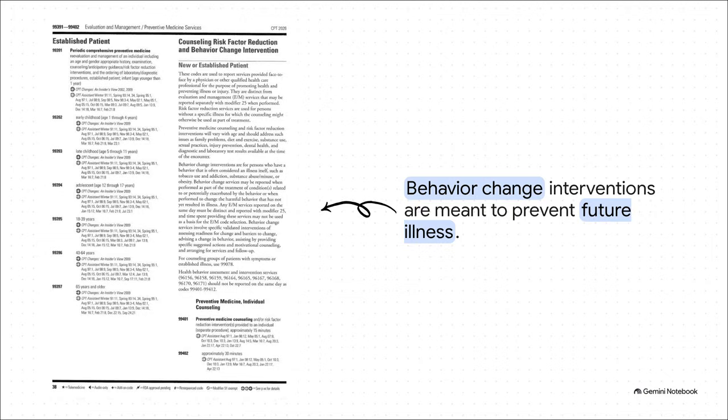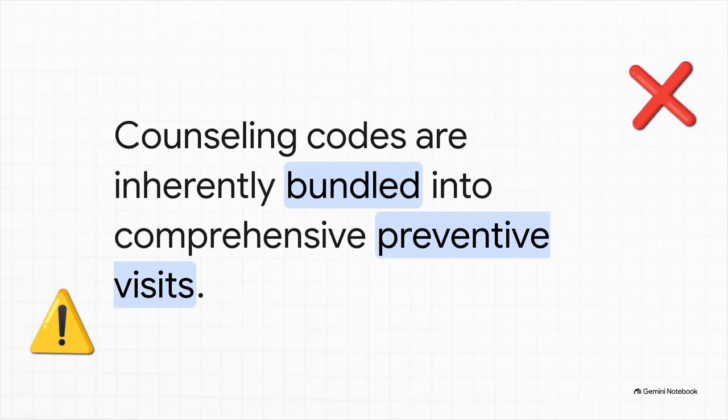Now, the manual does note that these risk factor reduction services are distinct from other E&M services that might be reported separately. But there is a massive catch when it comes to routine physicals. And here is that catch, the bundling restriction. Because anticipatory guidance and risk factor reduction are already built right into your comprehensive preventive visits, those 99381 through 99397 codes, you simply cannot separately report these standalone counseling codes on the same day. Basically, you can't double dip. You cannot double count the time you spent talking about diet if you are already billing for a comprehensive physical. The counseling is inherently bundled.